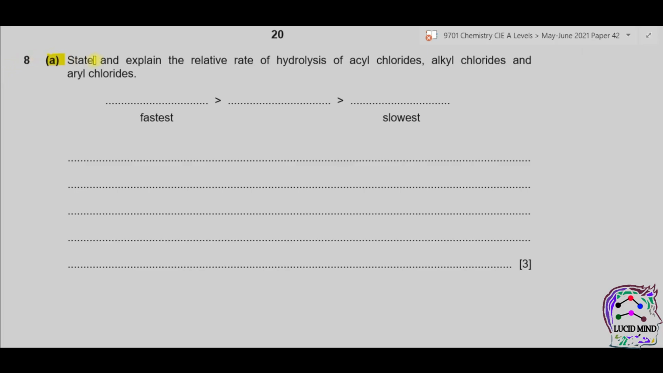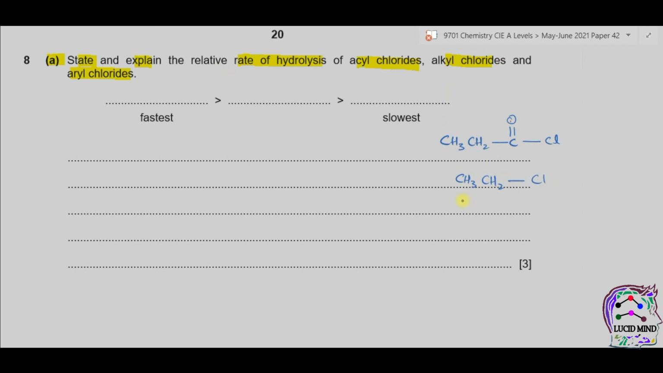Question 8, Part A: state and explain the relative rate of hydrolysis of acyl chlorides, alkyl chlorides and aryl chlorides. Let's draw the structures. First one is acyl chloride: CH3CH2 then C double bond O, Cl. This is acyl chloride. Second is alkyl chloride. In alkyl chloride, the carbonyl carbon is not present, so we can write CH3CH2Cl.